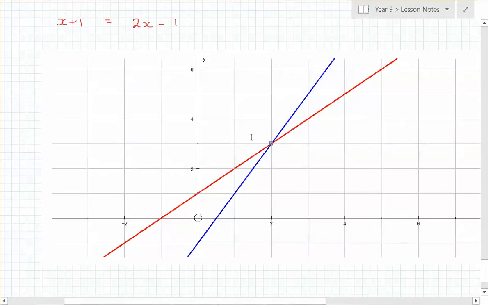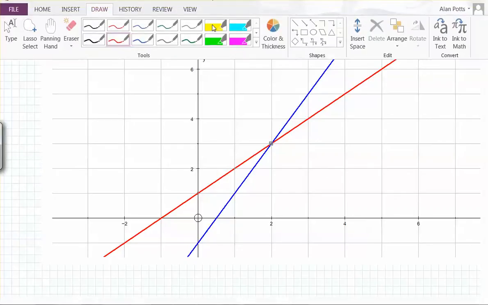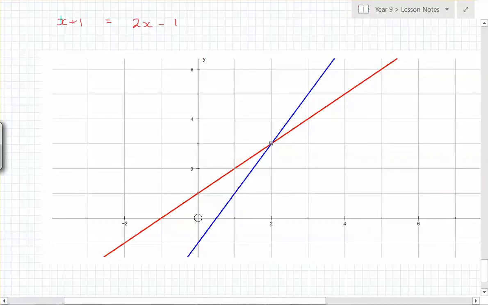So, here it is. If I ask you now, using the graph, where do you think the solution for x plus 1 equals 2x minus 1 is? Do we have to give you the coordinate? Or the function? What's the solution? So when I say solve x plus 1 equals 2x minus 1 using graphs, what do you think it means?